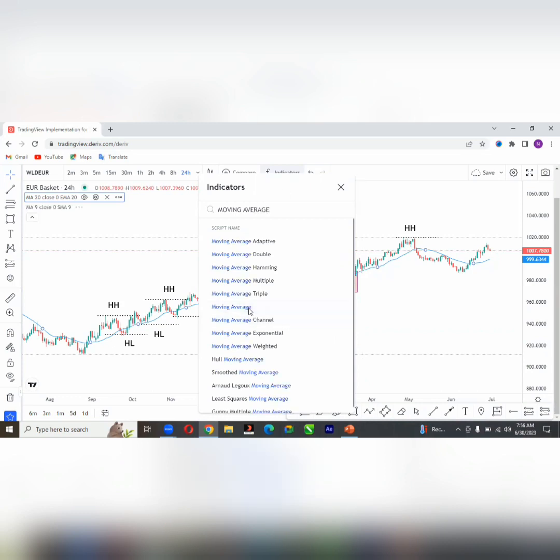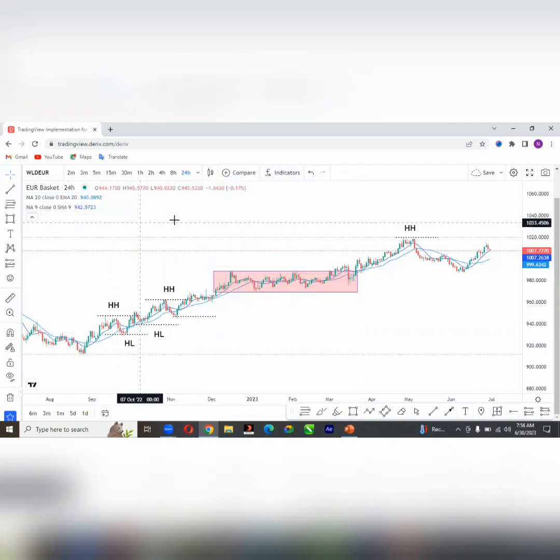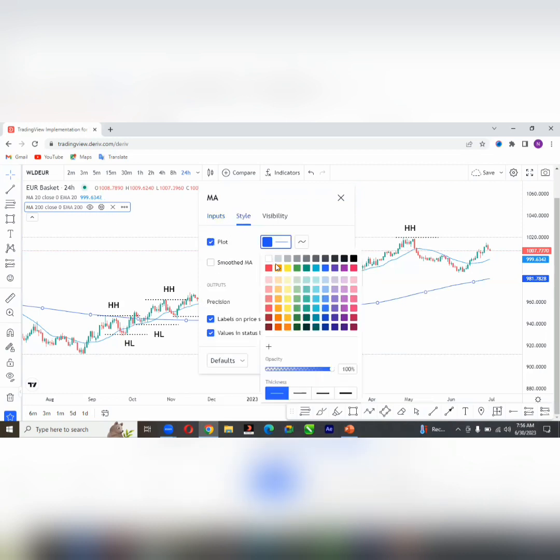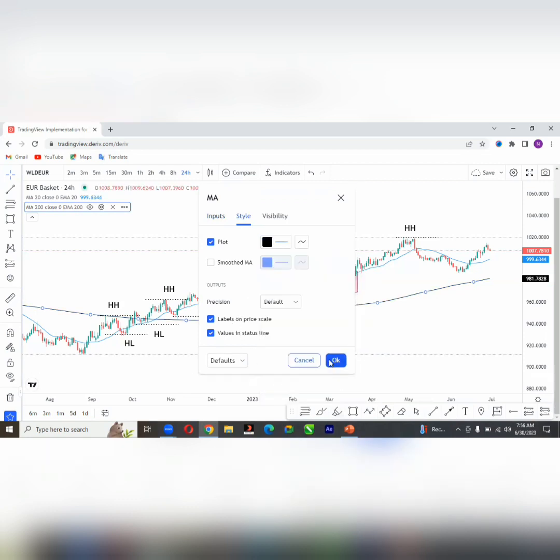Okay, so here we go. I like the second moving average on period 200, because it serves as a stress level. I like it on EMA and I want to change the color to black. All right, so that's it.